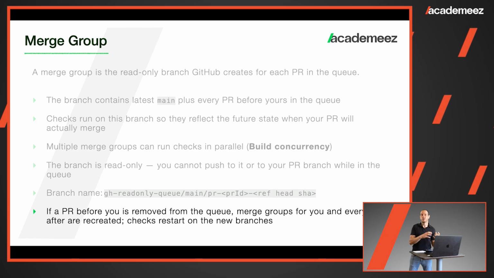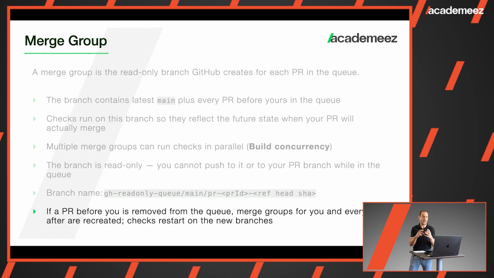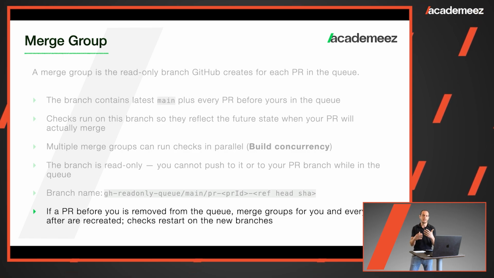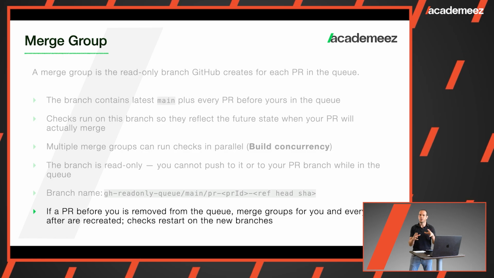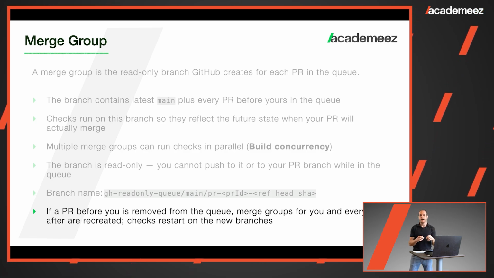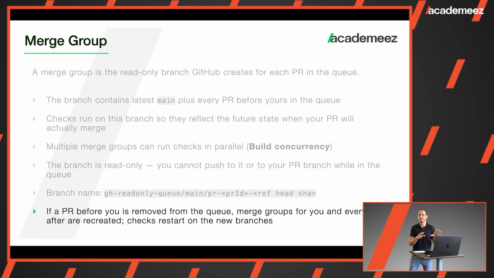So if a PR before you is removed, the merge group for you and everyone after it has to be recreated, and checks need to restart on the new branches that were created. Let's see an example of what we're talking about: those special merge group branches, how they're constructed, and a live example of those merge group branches.